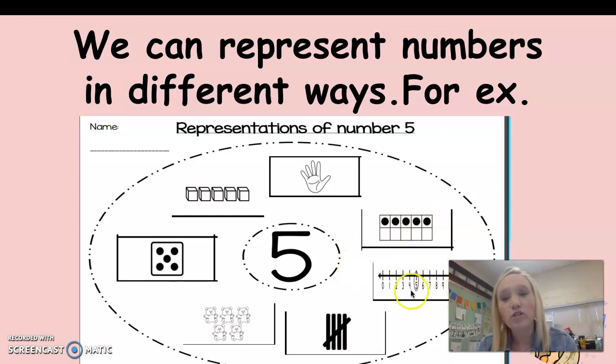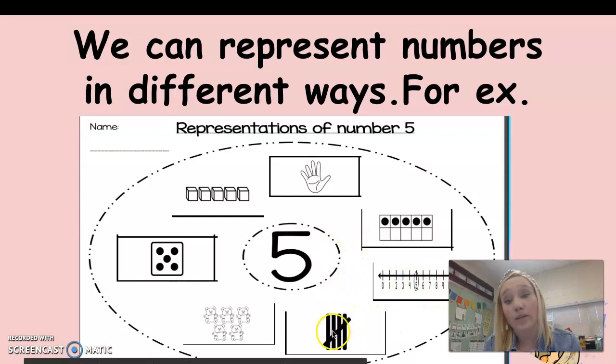Good. And you should know this one already, but we can represent a number by using a number line. So here's our number line. And if you notice, we count all the way to 5 and we circle it. And that's how we can show it on a number line.